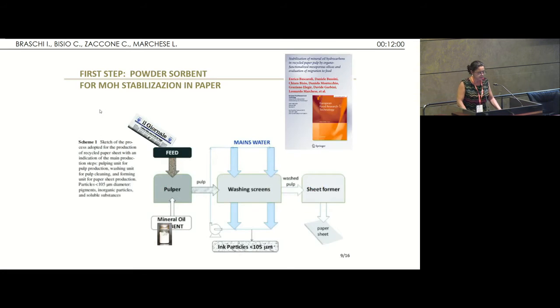Sorry, I skipped the slide. So we added in the pulper our sorbent, then the cellulose additivated with our sorbent was washed, and then it was used to form a cardboard.